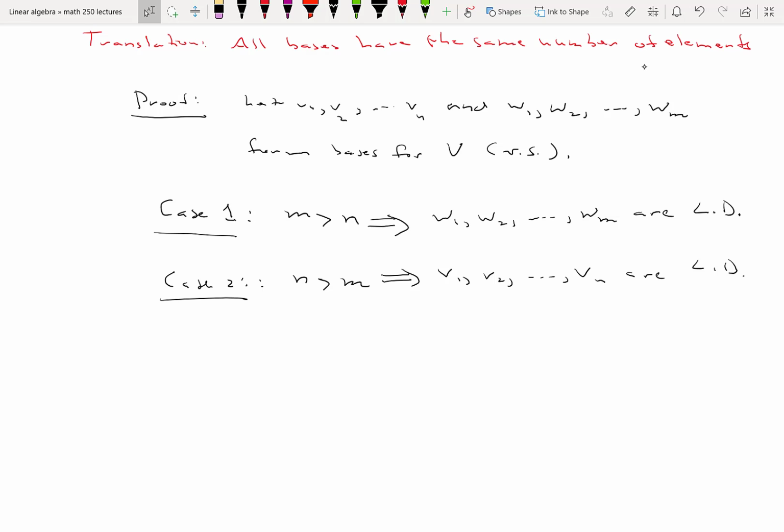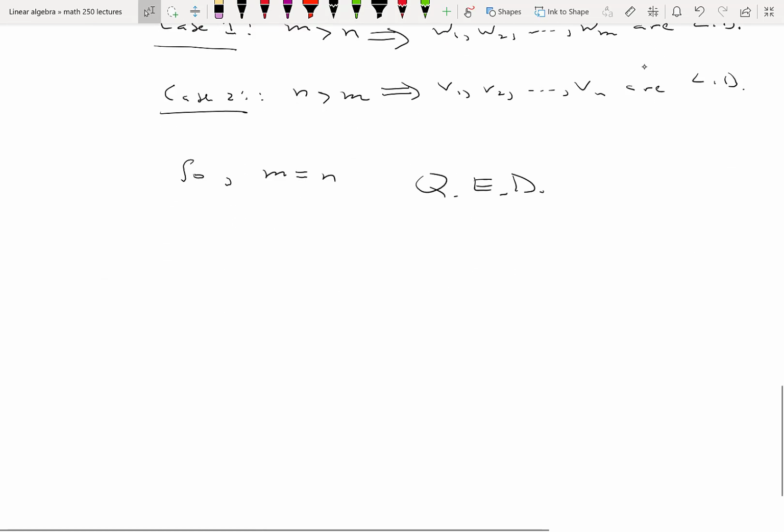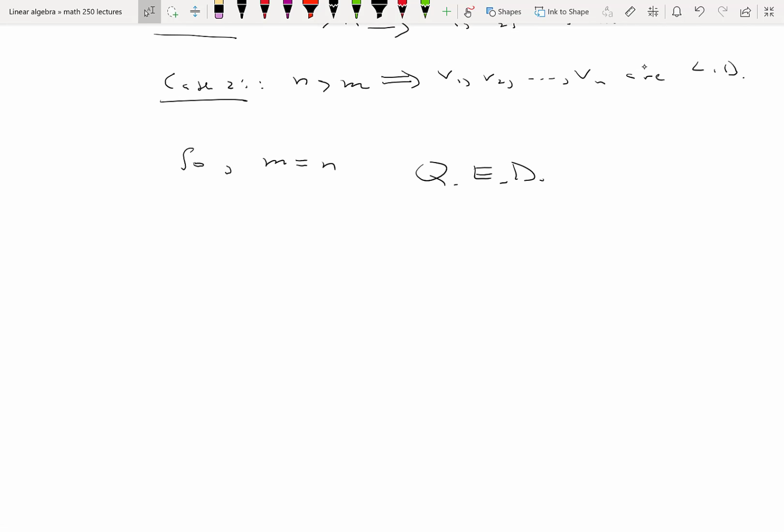So we've shown that m can't be more than n and n can't be more than m. So the only conclusion is that m and n should be equal. QED. This is an extremely powerful theorem. It says that every basis for a vector space has exactly the same number of elements in it.